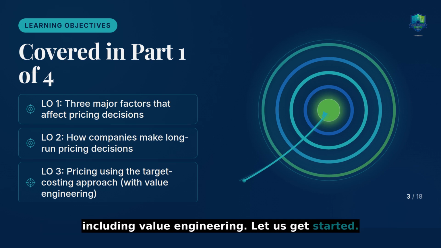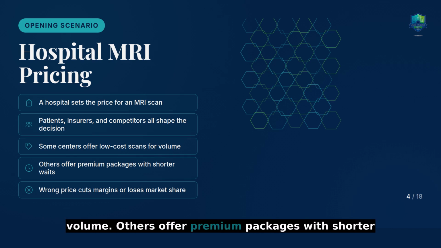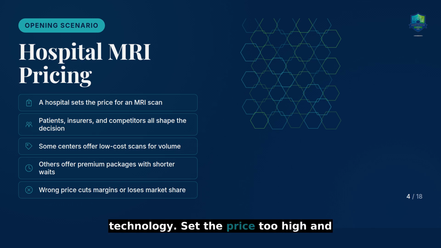Let us get started. Picture a hospital setting the price for an MRI scan. Patients, insurers, and competing imaging centers all shape the decision. Some centers offer low-cost scans to pull in volume. Others offer premium packages with shorter wait times and newer technology. Set the price too high and you lose patients. Set it too low and you cannot cover the cost of running the machine. This tension sits at the heart of every pricing decision.